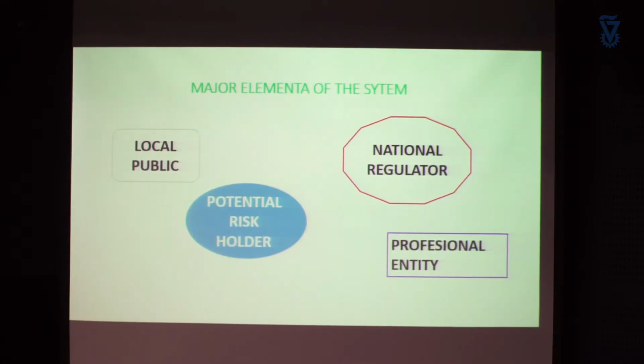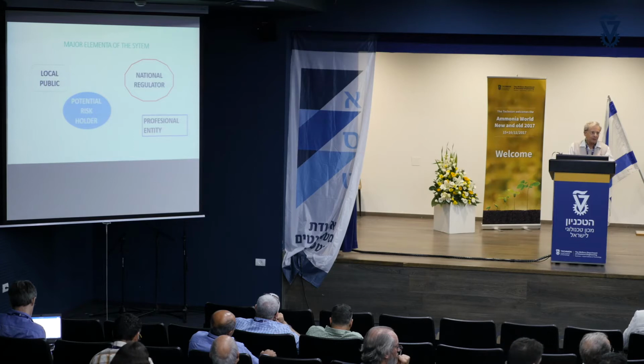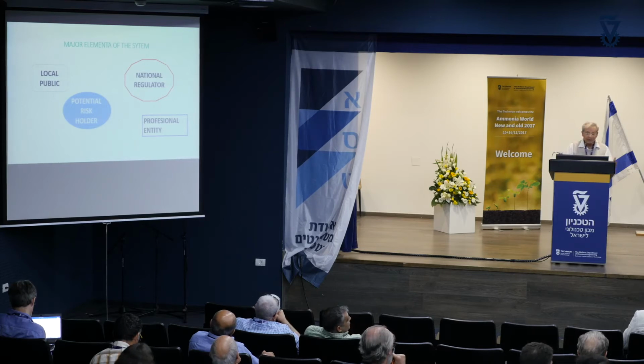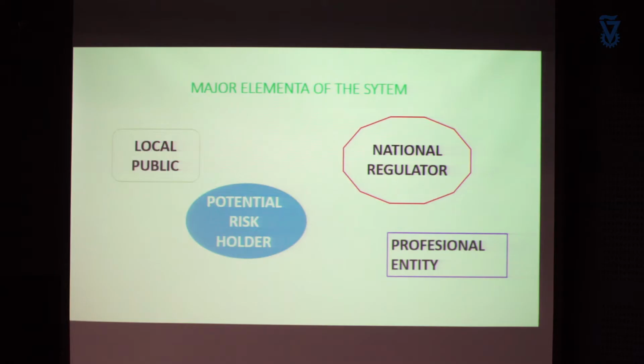If we look now at who the stakeholders of potential risks are, we have, of course, the holder or the owner of the potential risk, which is in the center. We have the local public, I mean the public that will be in danger. We have, or we should have, a national regulator, and I shall explain in a few minutes what the meaning of a regulator is, and a professional entity that will scientifically help the regulator. So these four components or elements are the players on the ground that we are going to talk about.